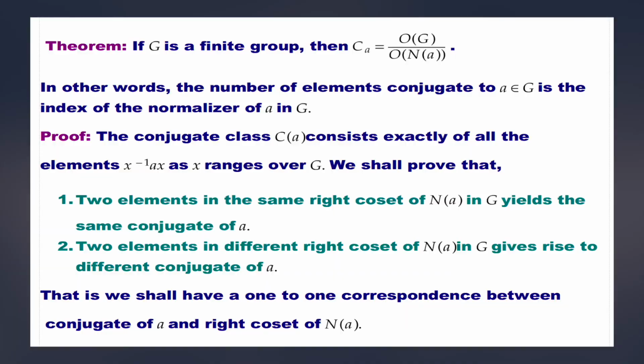The next theorem will show the relation between conjugate elements and the index of the normalizer. The theorem is, if G is a finite group, then the order of C(a) is equal to the order of G divided by the order of the normalizer of a. In other words, the number of elements conjugate to a in G is the index of the normalizer of a in G. Let us prove this. The conjugacy class C of a consists exactly of all the elements x inverse a x as x ranges over G.